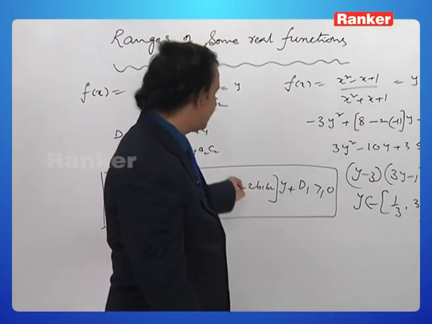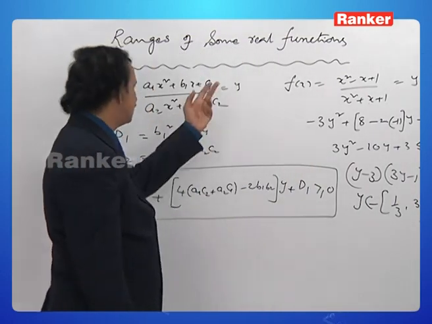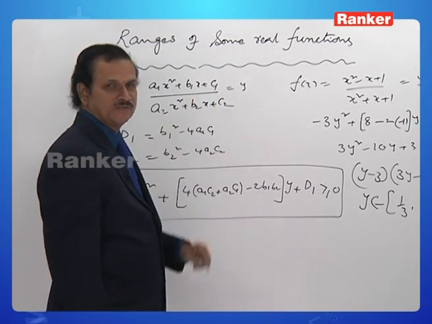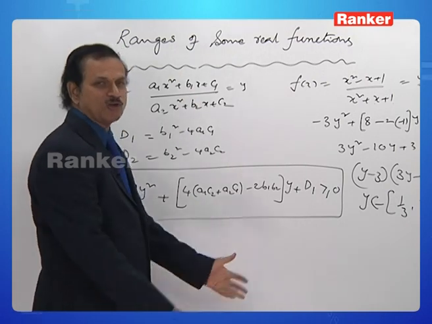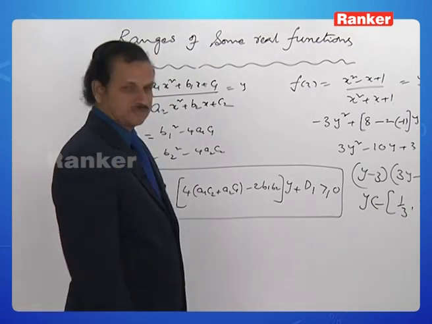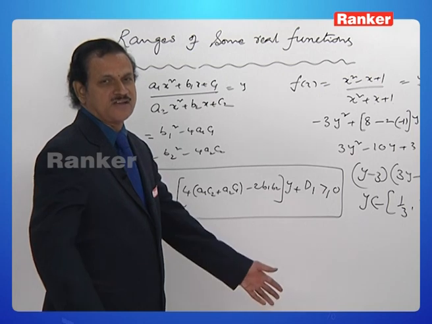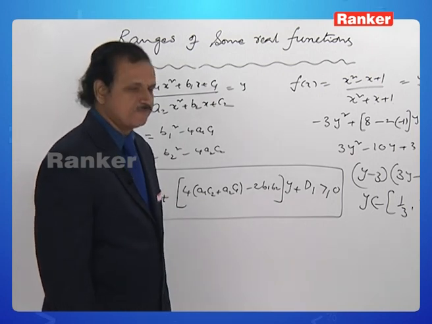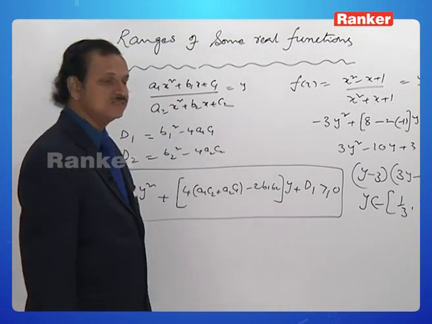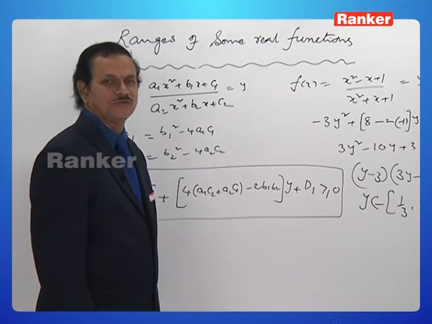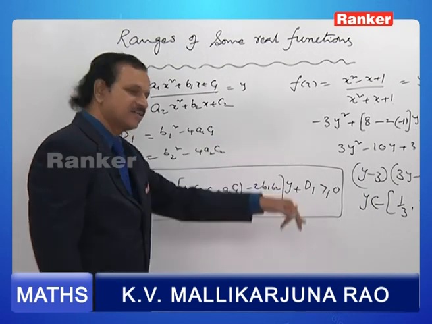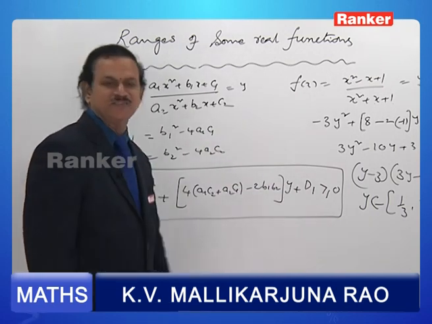What is the secret of obtaining this? I have taken this y and cross multiplied. What are you going to have? a2x square plus b2yx plus c2y is equal to a1x square plus b1x plus c1. You gather all x squares: a2y minus a1 into x square plus b2y minus b1 into x plus c2y minus c1 is equal to 0. It is a big quadratic equation in x. It is supposed to have real roots. Why? Because x is real. Hence, that discriminant is greater than or equal to 0. You expand the discriminant, and you will be able to have this particular condition or technique.